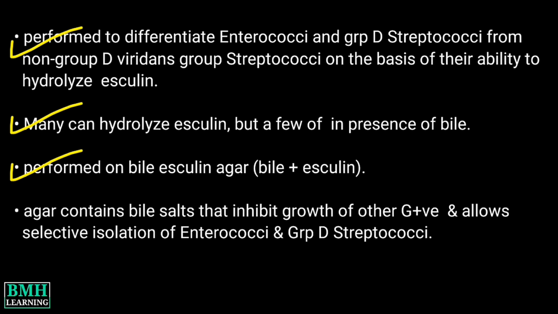The bile esculin test is performed on a selective differential agar, bile esculin agar, which consists of bile as well as esculin. The agar contains different bile salts that inhibit the growth of other gram-positive organisms and allows the selective isolation of Enterococci and group D Streptococci.